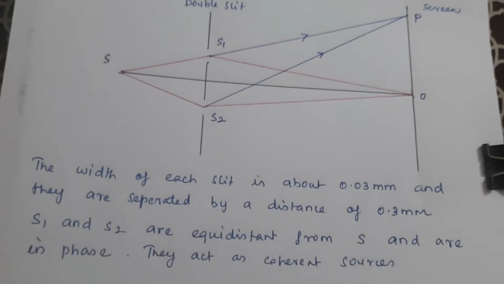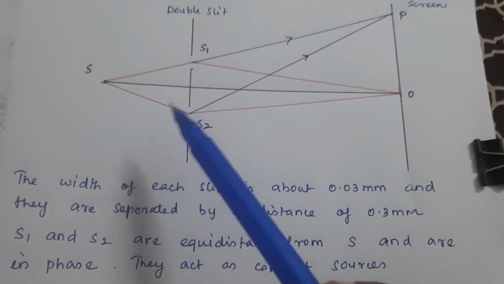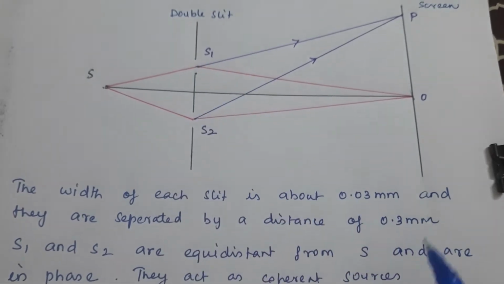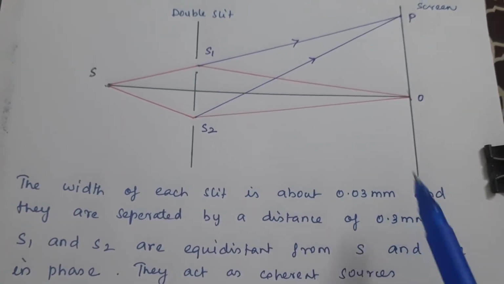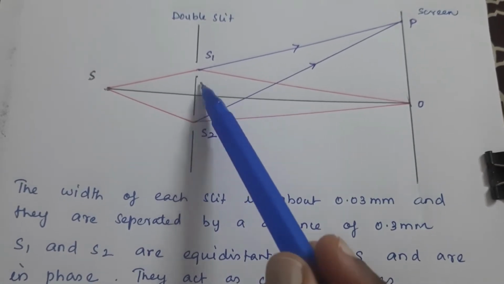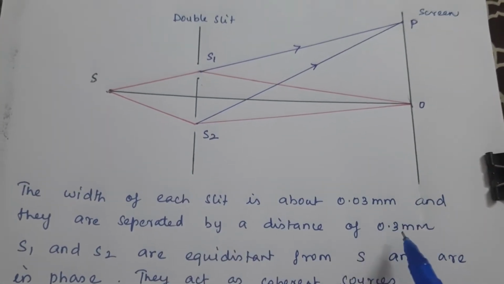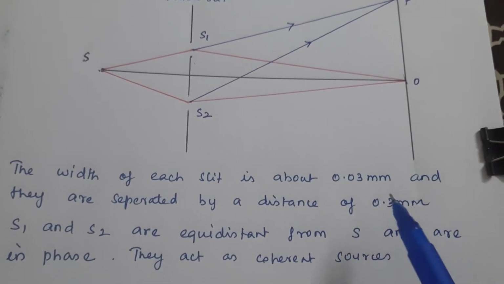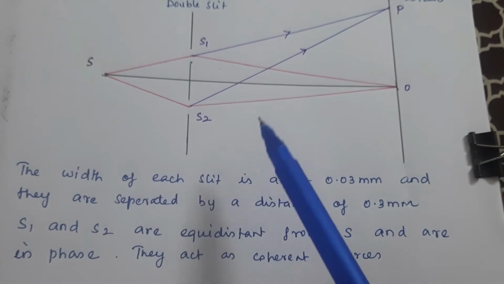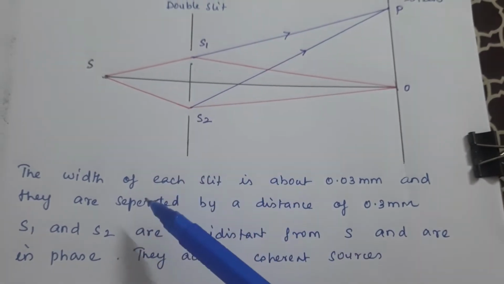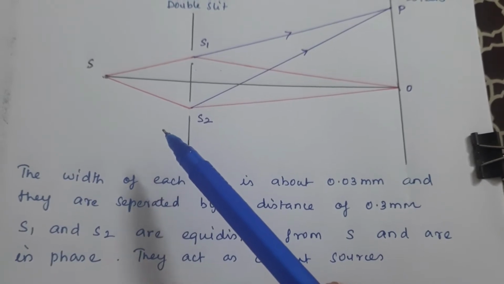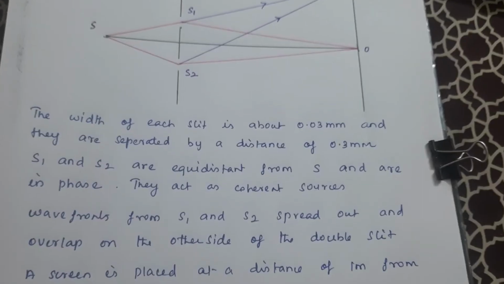Now the width of the slit is about, this is the width, about 0.03 millimeter. And the distance of separation, this is the distance of separation, is about 0.3 millimeter. Now S1 and S2 are equidistant from S and they are in phase. So S1 and S2 are acting as coherent sources.